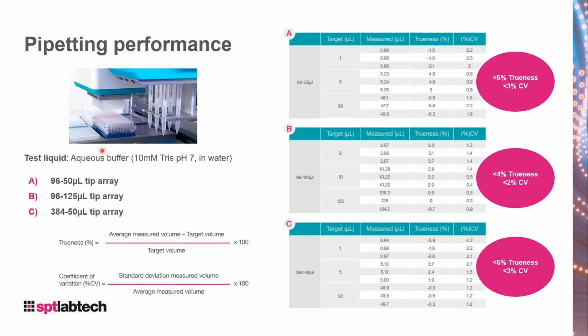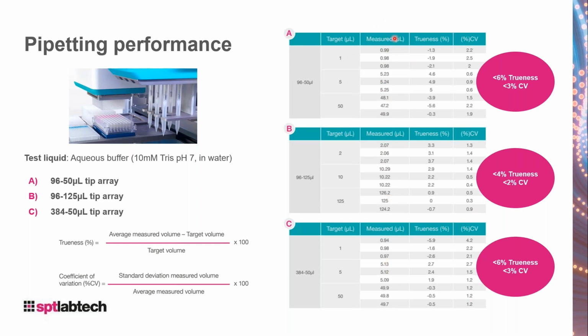So we used buffer for this test. We dyed it with tartrazine. And what we did was we aspirated this reagent and then dispensed it to a quantification plate. And we measured the tartrazine absorbance of the fluid in the wells. And we compared this absorbance to a standard curve. In this way, we could determine the volume of the transfer. So that's the data that is being shown here in the measured volume column.